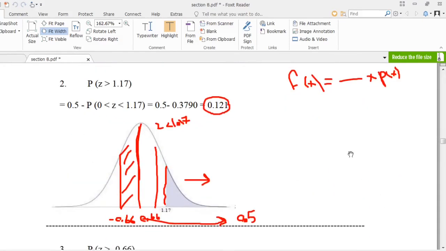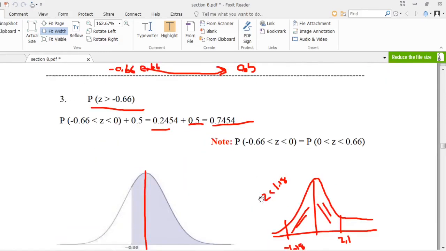The second example is finding z bigger than 1.17. We don't have the bigger, we have the less. So we say what? Okay, we have the total half, and then we take half minus the probability of less than. If you get less than, you get from here to 0, but all this area is half. So you take half minus this probability, and you get the rest.